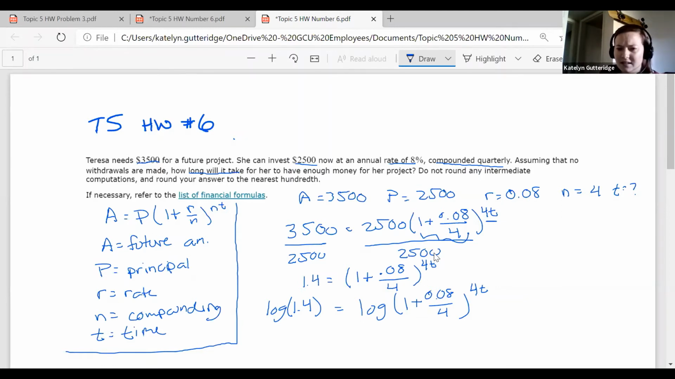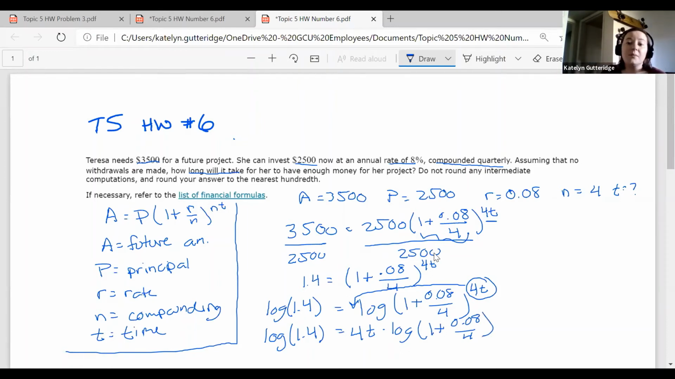Okay, so when we take the log of both sides, this is extremely helpful to us because we have this handy dandy log property that tells us the exponent inside of a log. If we have a log of something raised to an exponent, we can take that exponent and bring it out in front of the log and make it a coefficient. So this would become log of 1.4 equal to 4t times log of 1 plus 0.08 over 4.